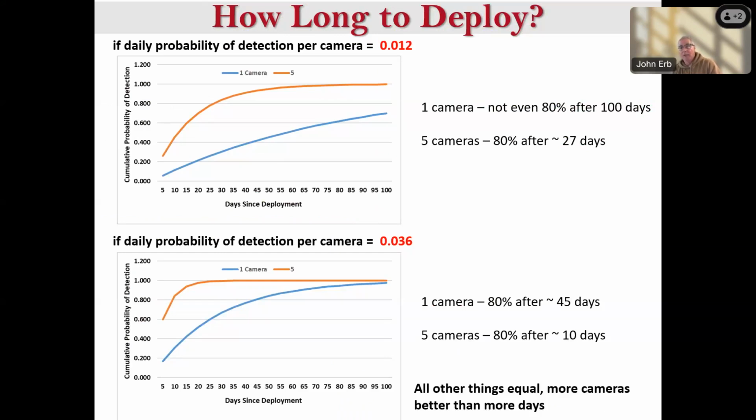If you want to have an 80% chance of detecting one of these carnivores, this data is based on the species I've been showing you, where you only maybe have a 1 to 3% chance of detecting them on a given day. If you want an 80% chance of detecting an animal, with one camera it might take anywhere from 45 to 100 days. If you have 5 cameras, it'll maybe take you 10 to 27 days to detect that animal. So all things equal, more cameras is better than more days, but also more cameras is more cost.